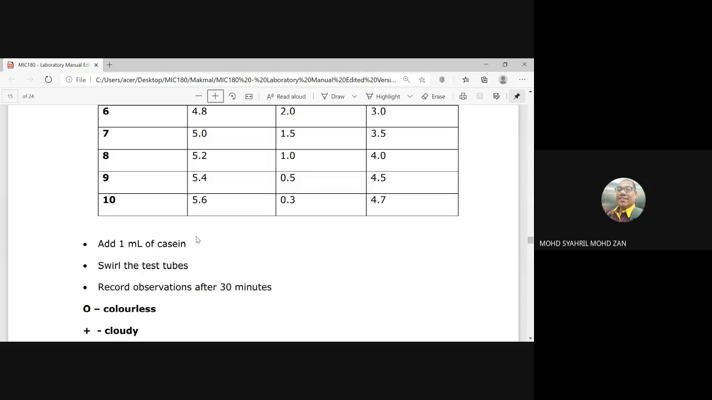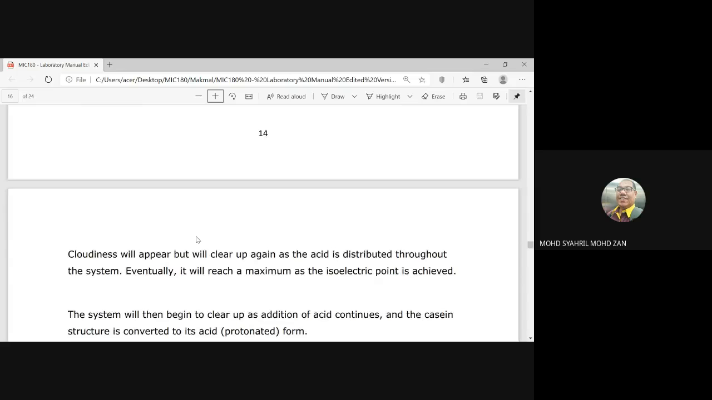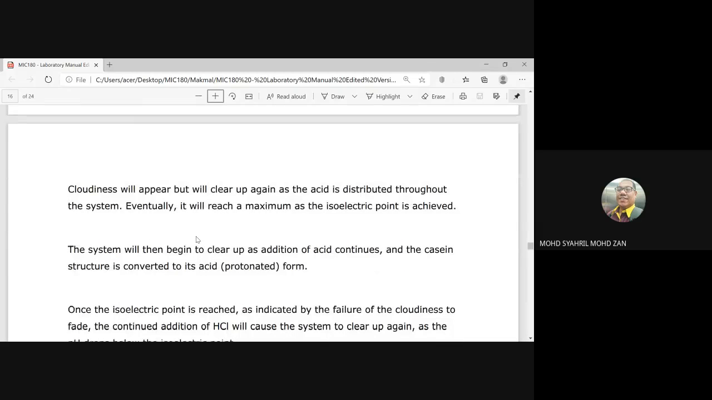And then record the observation after 30 minutes, with several points: whether it is colorless, cloudy, or a precipitate. So for each test tube you have to record whether it is colorless, cloudy, or precipitate. That's what we call a hint in this manual: cloudiness will appear but will clear up again as the acid is distributed throughout the system.